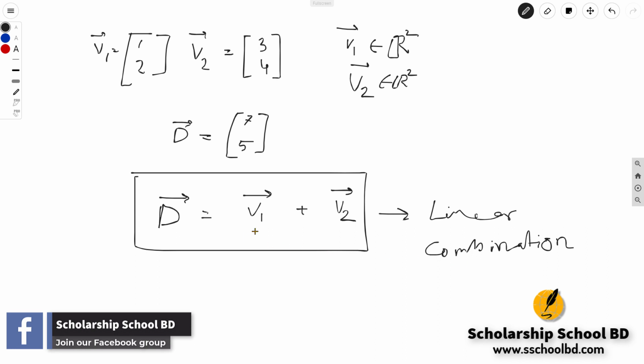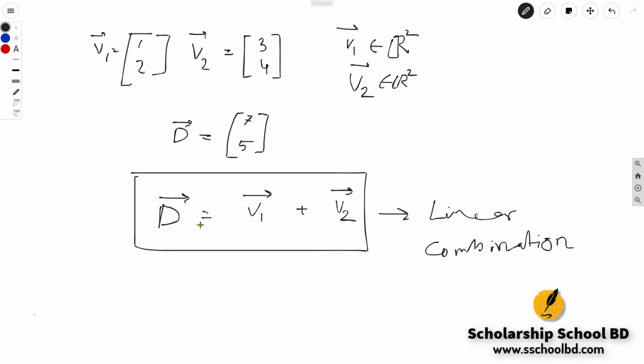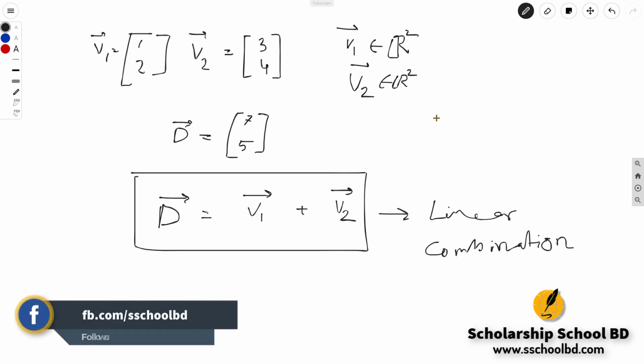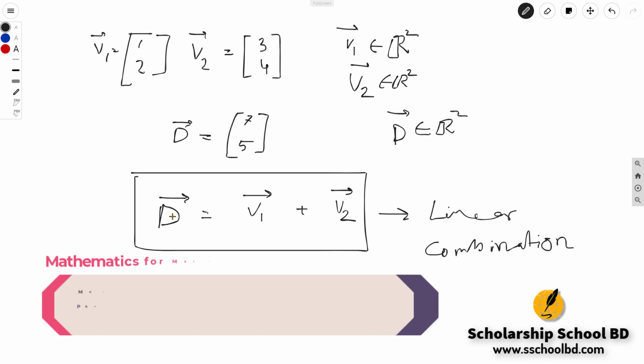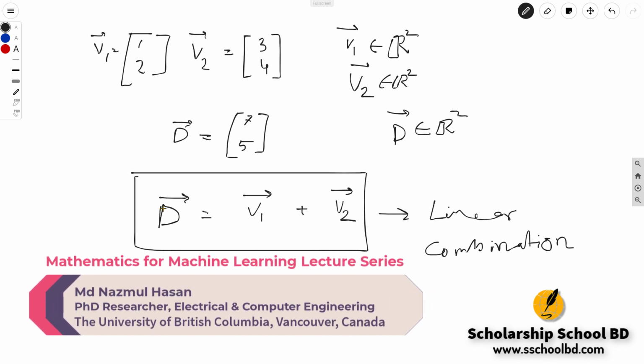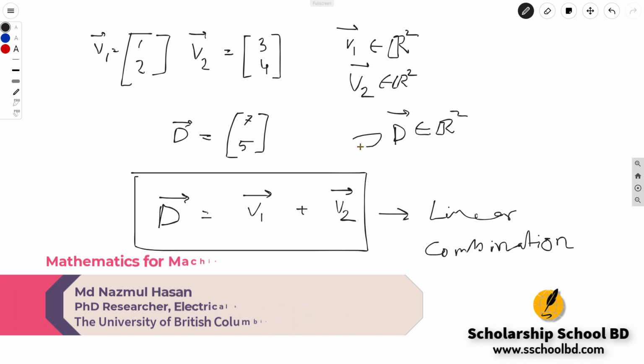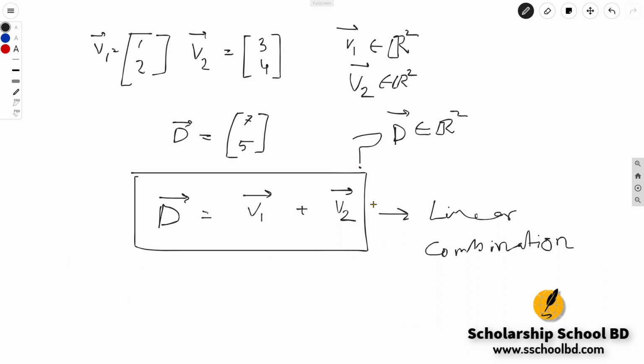So coming back to the original question, can we express this d vector or any arbitrary vector in R2 space? d is also in R2 space, so we can write down d is an element of R2. So in R2 space, can we express d in terms of v1 and v2? This is the original question. And the linear combination is a concept that is derived from this question.